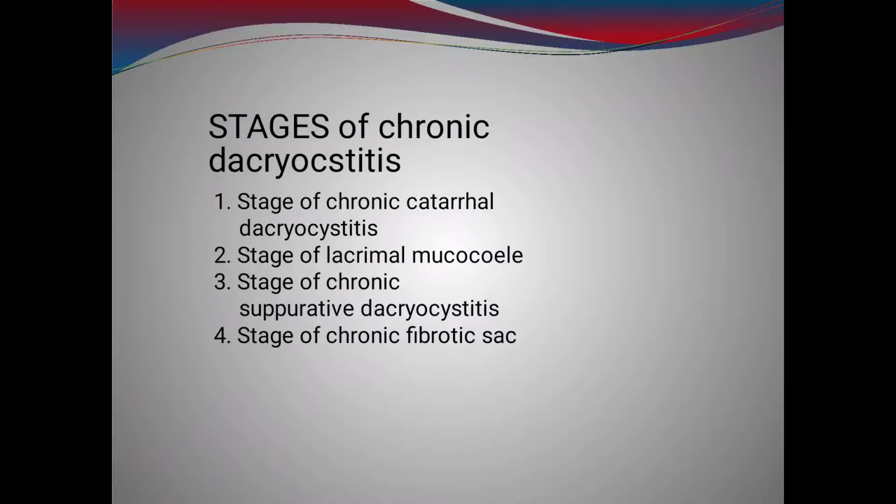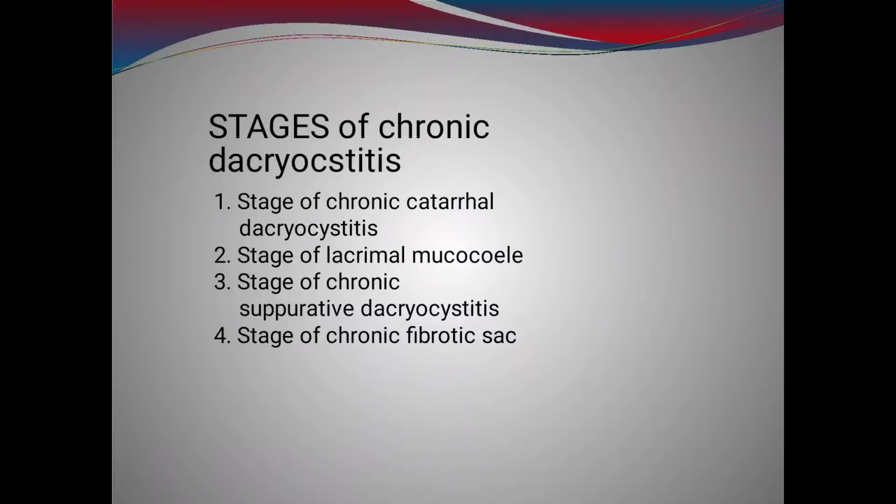This infection in the lacrimal sac can spread to the cornea, leading to corneal ulcer. It can also cause endophthalmitis when we operate for cataract in such patients. So that's why it is very, very important. So what are the stages of chronic dacryocystitis? Usually it is common in females and it is common in people with low socioeconomic status. So what are the stages?